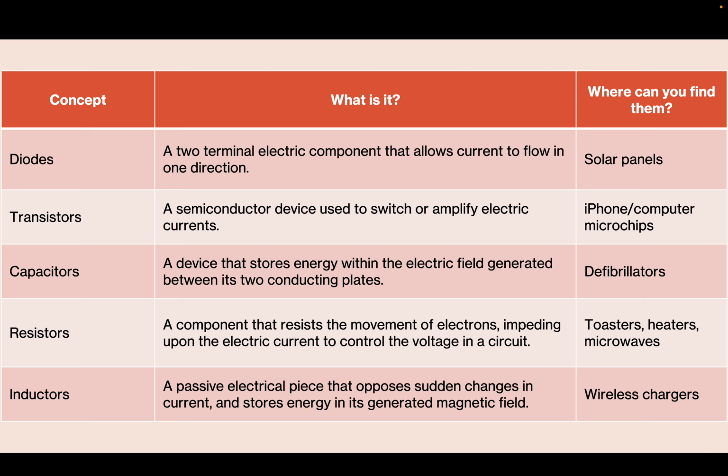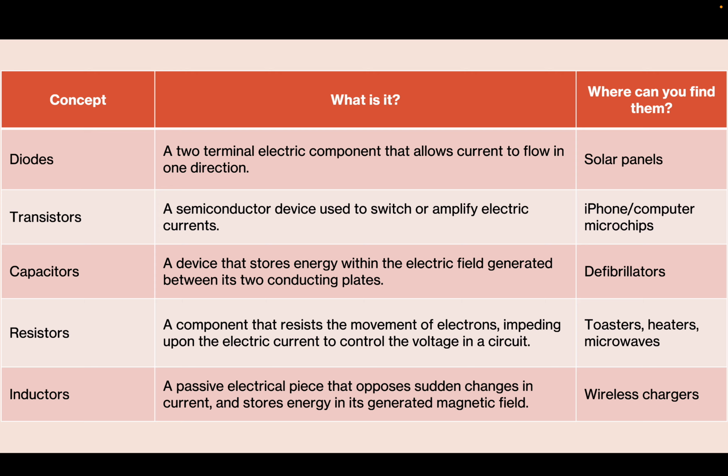And transistors are a semiconductor device used to switch or amplify electric currents, and we see these in iPhone microchips. And they assist in processing data, memory storage, and they manage power by acting as tiny switches or amplifiers. Capacitors are a device that stores energy within the electric field generated between its two conducting plates, and we see this in defibrillators. And they're used by storing electric energy and then rapidly releasing it to reset the heart's electrical rhythm.